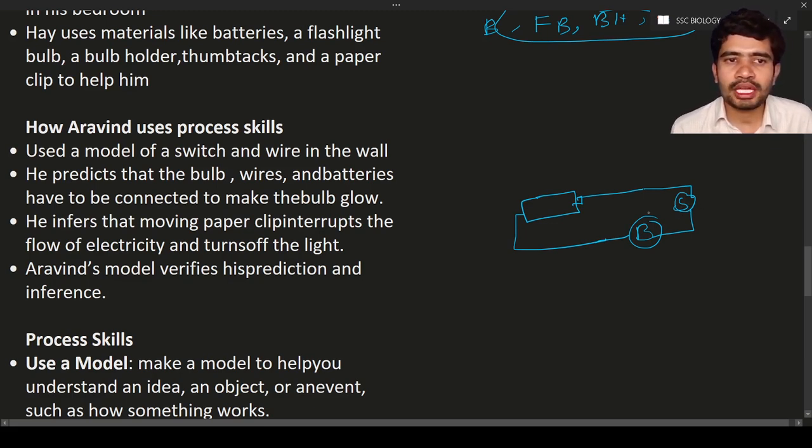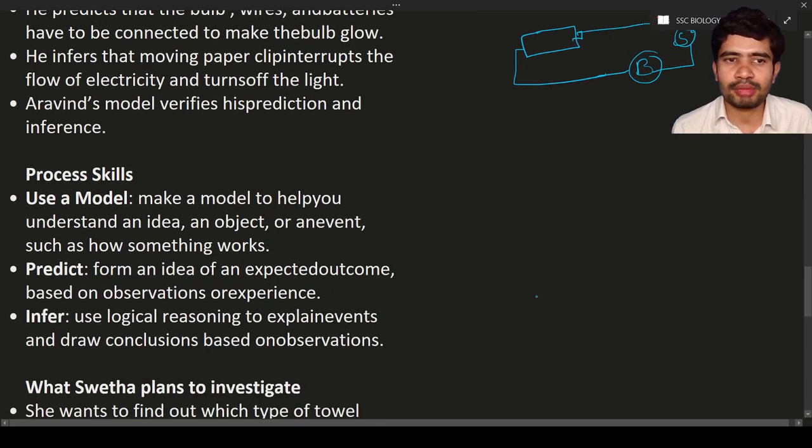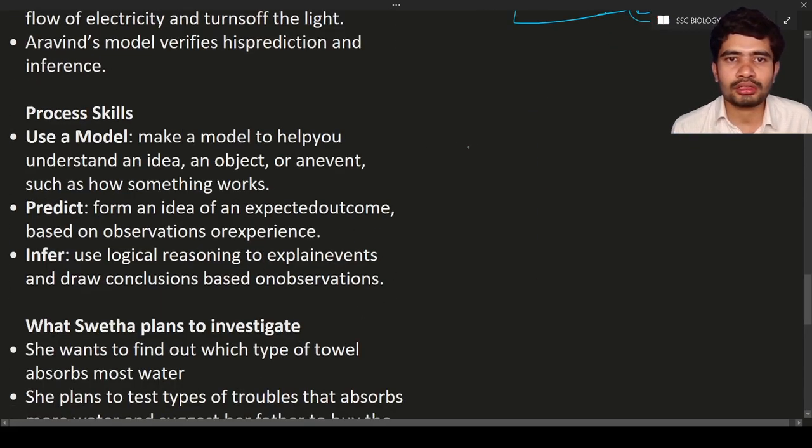So he is going to verify his prediction and inference. His prediction is that by switching on the switch the light is going to glow. So by this experiment he will conclude whether his prediction is correct or not. Prediction means what he is thinking, his view or his thinking. So the processing skill used by Arvind is using a model. He is going to use a model to help understand the idea, object, or movement, how something works, like how the bulb is glowing.